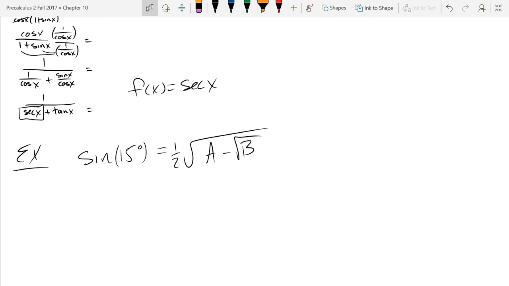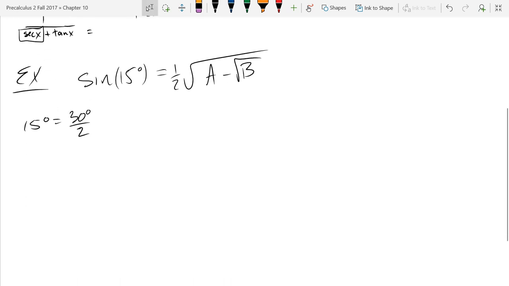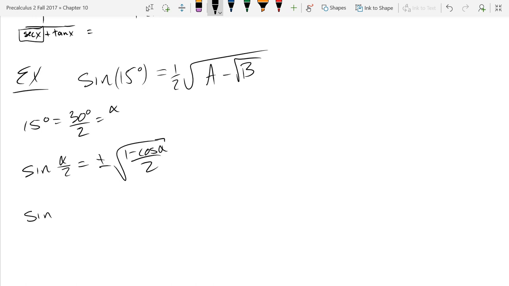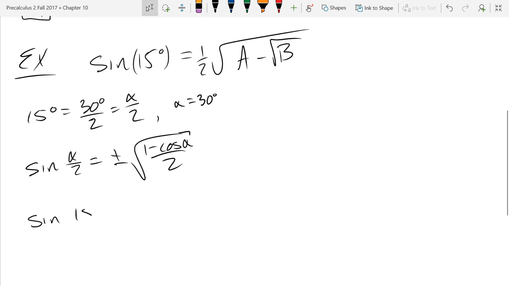All right, so we're supposed to figure out A, figure out B. So first thing, 15 degrees is half of 30 degrees. So I'm going to write down the sine alpha over 2 is plus or minus square root of 1 minus cos alpha over 2. So this is off the formula page. So alpha over 2 is going to be 15 degrees, and that makes regular alpha 30 degrees. So half of our angle is 15, and then our angle will be 30. So sine 15 degrees equals plus or minus square root of 1 minus cos 30 degrees over 2.